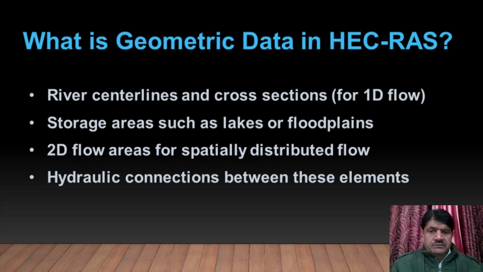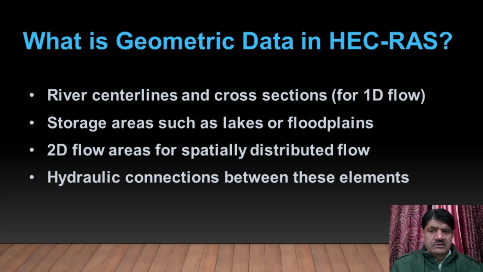So now, what is geometric data in HEC-RAS? In HEC-RAS, geometric data defines the physical layout of the system we want to model. This includes river center lines and cross sections for 1D flow, storage areas such as lakes or floodplains, 2D flow areas for spatially distributed flows, and hydraulic connections between these elements.